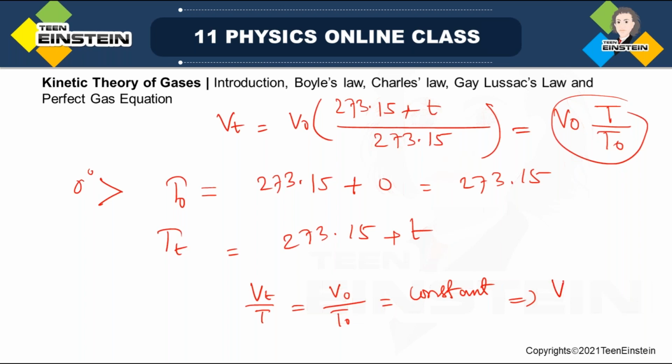Which implies that V is directly proportional to T. So this is actually Charles' law at constant pressure. Whatever we are doing for Charles' law, that is at constant pressure. So at constant pressure, the volume of a gas will be directly proportional to temperature.